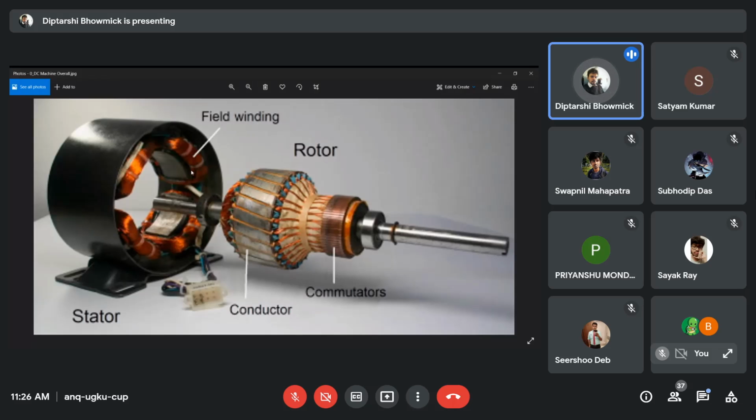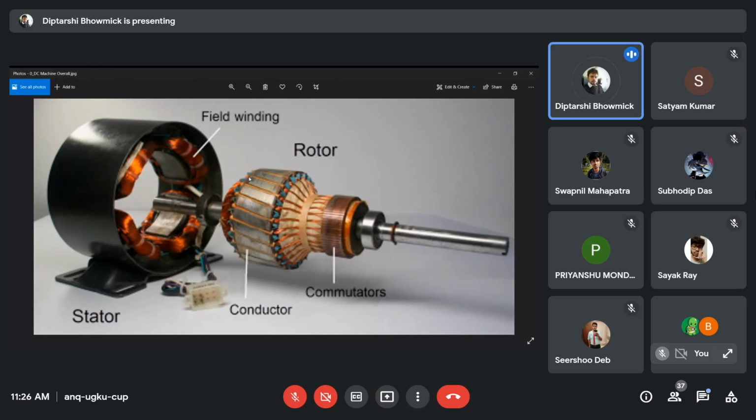Now you can change the north pole and south pole in a machine by just changing the polarity of your field supply. If you change the polarity of your field supply, your north pole will become the south pole, and the south pole will become the north pole. So in this way, you can change the polarity of the poles. Clear?